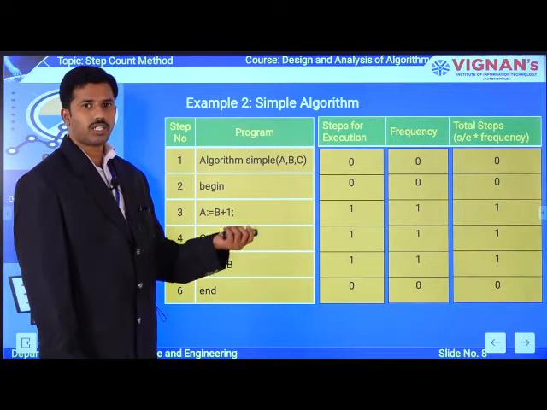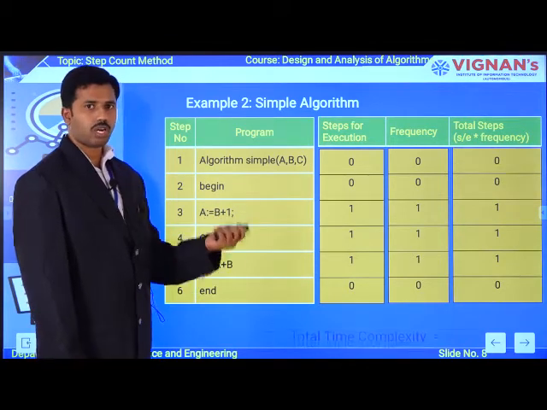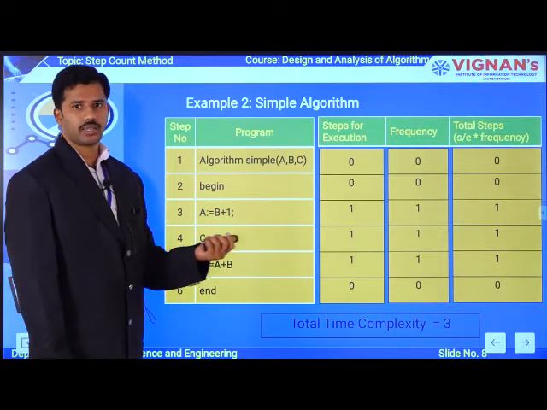Okay. And to get what is the total time complexity of this algorithm? 1 plus 1 plus 1. So the total time complexity is 3. It is a constant time.